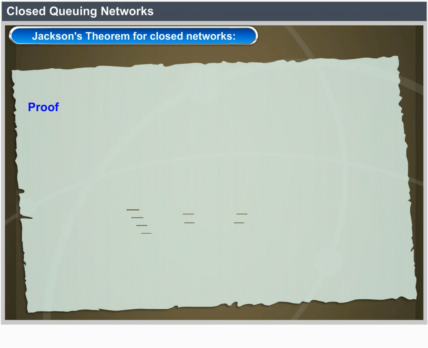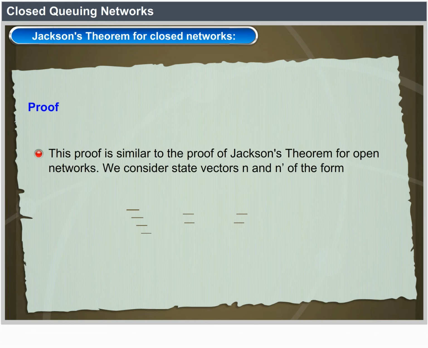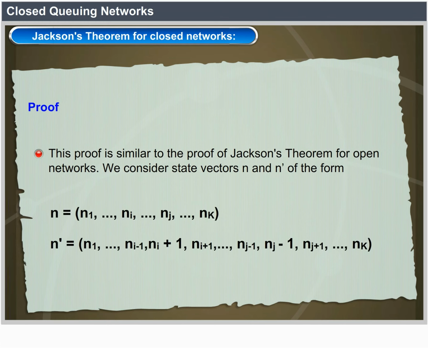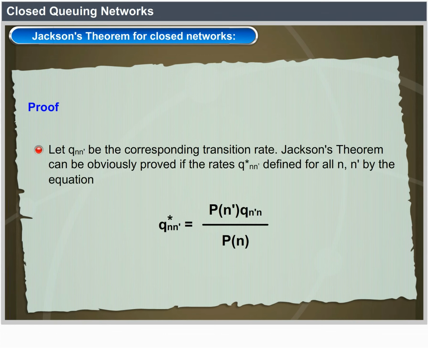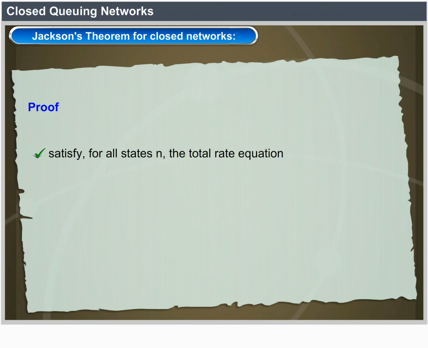Proof. The proof is similar to the proof of Jackson's theorem for open networks. We consider state vectors n and n dash of the form as shown. Let q n n dash be the corresponding transition rate. Jackson's theorem will be proved if the rates q star n n dash, defined for all n dash by the equation as shown, satisfy for all states n the total rate equation as shown.